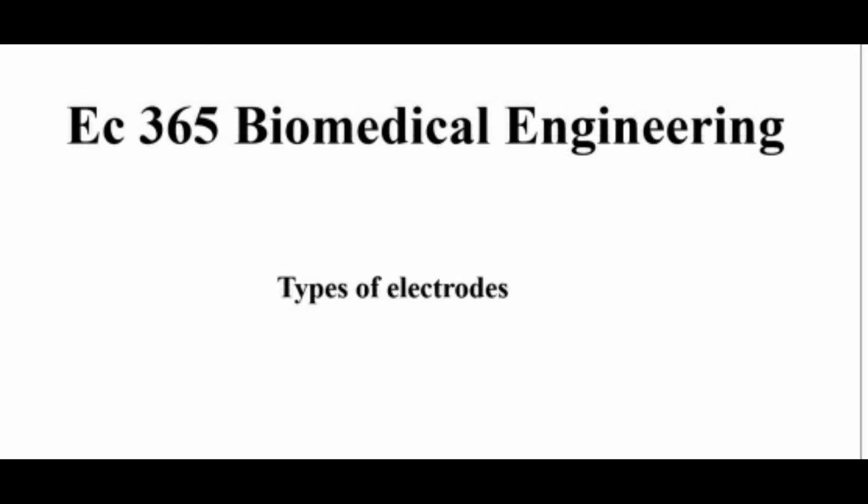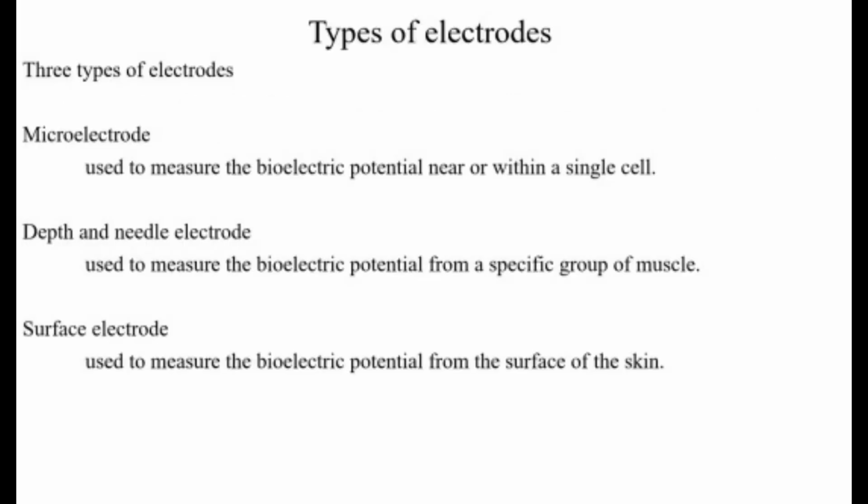In this video, we will discuss the types of electrodes. There are three types of electrodes. The first one is microelectrodes. Microelectrodes are used to measure the bioelectric potential near or within a single cell. These are also called intracellular electrodes.